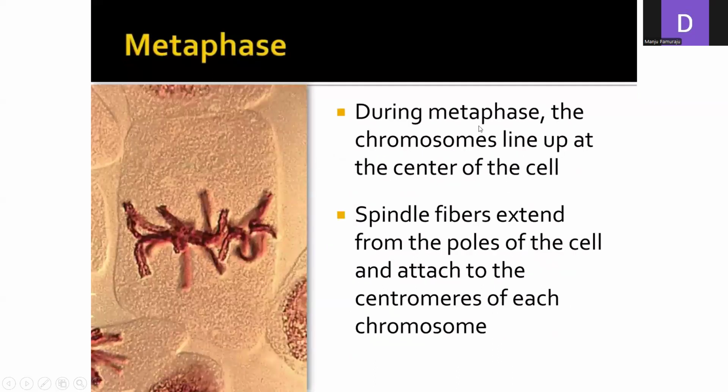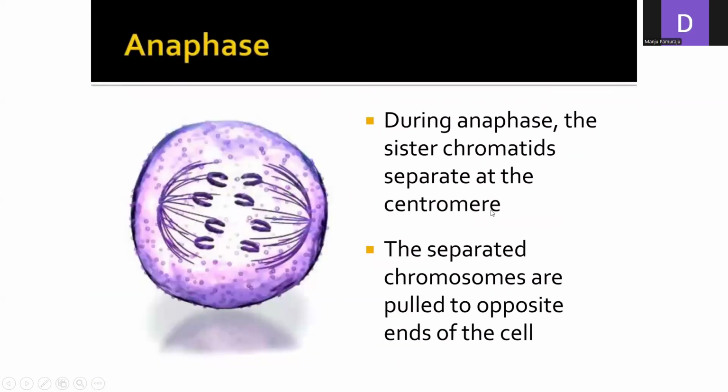During the metaphase, the chromosomes line up at the center of the cell, and spindle fibers extend from the poles of the cell and attach to the centromere of each chromosome. So the metaphase plate will be formed during the metaphase. During the anaphase, the sister chromatids will separate at the center, and the separated chromosomes are pulled to the opposite ends of the cell.